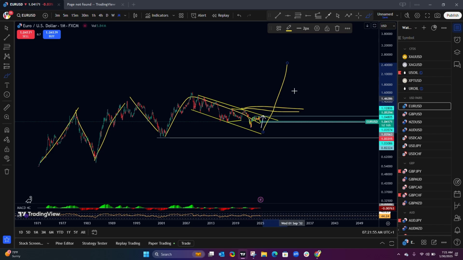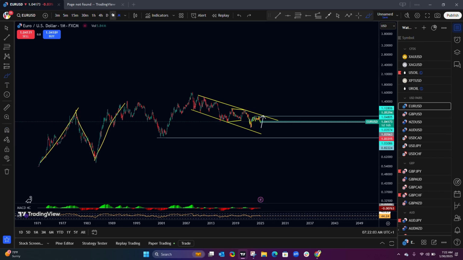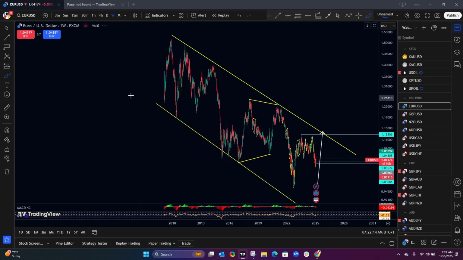I don't know when, but yeah, and looking forward to this as well. Now let's go over to a lower time frame, which is the weekly. On the weekly time frame, let's take whatever is happening here.